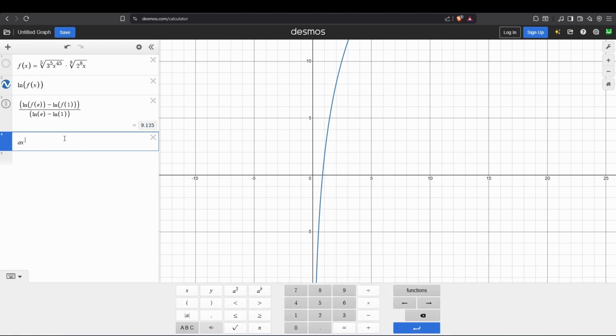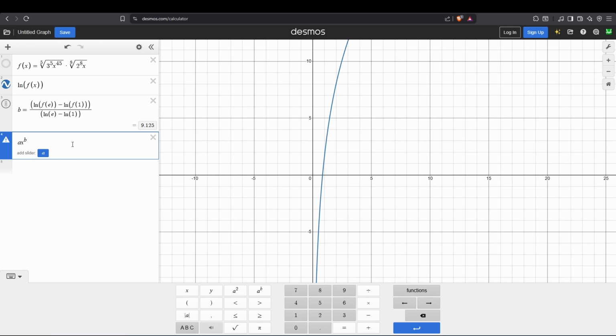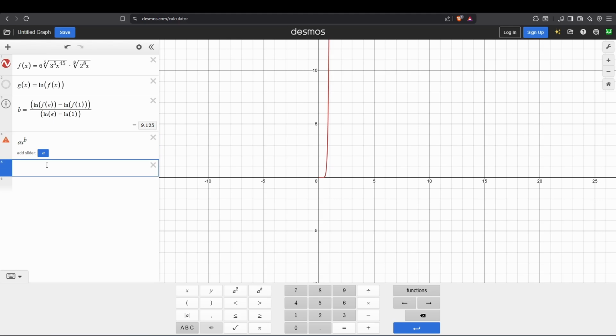So if we're looking at this in ax to the b form, we essentially solved for our slope, which is b in this case. So we can set b equal to this. So b is equal to 9.125, which, as we saw in our other method, this was the slope, this was b. So now we need to figure out how to solve for a.